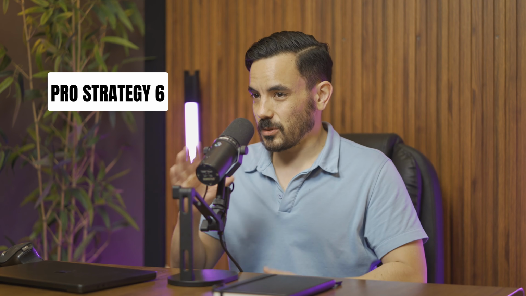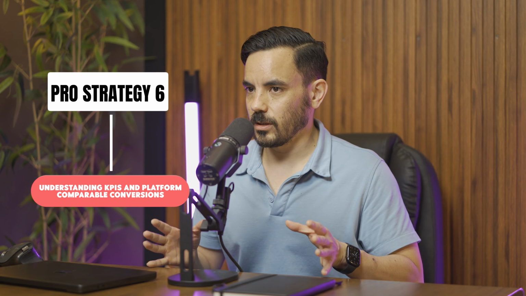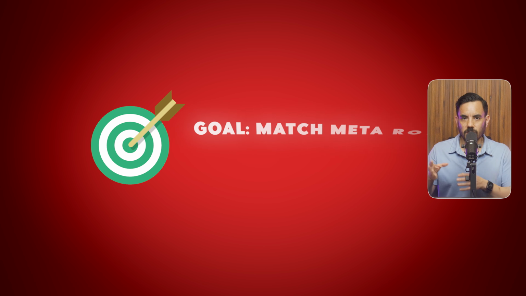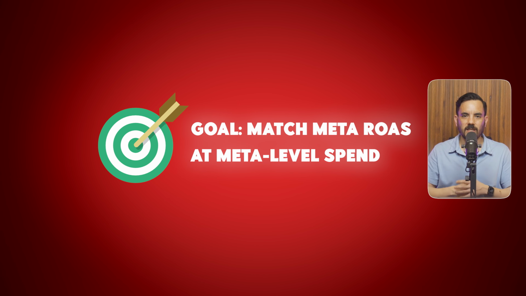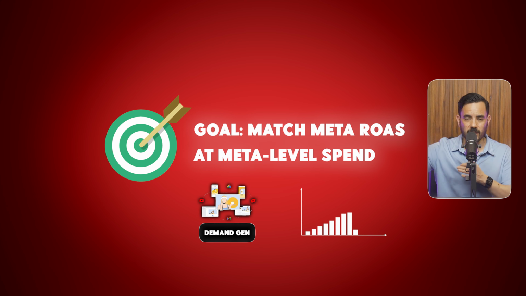All right, let's continue with the final pro strategy. Strategy number 6, and this one is critical. Understand your KPIs and something called Platform Comparable Conversions. Now first, let me set proper expectations around performance measurement. Your goal with demand gen should be to match whatever ROAS and spend you're achieving on Meta ads. In the best case scenarios, demand gen can scale up to Meta level spend with similar ROAS. That's the ideal outcome, but here's where it gets tricky.